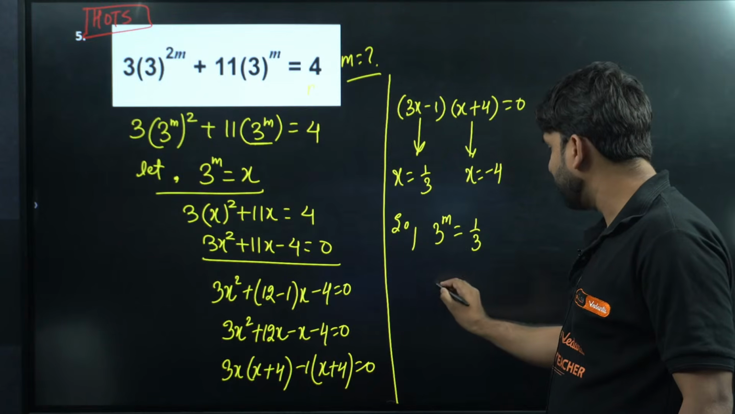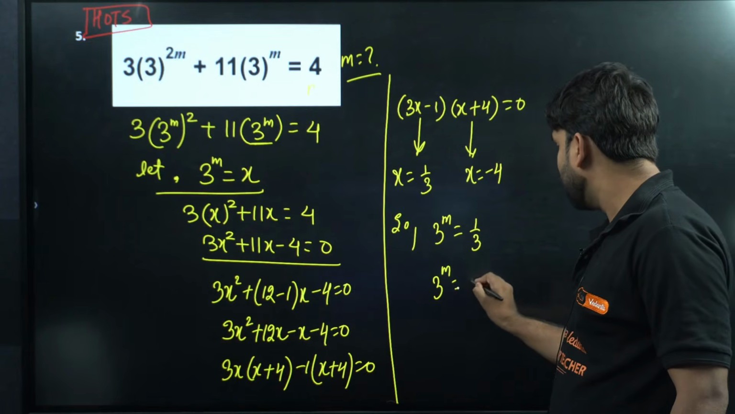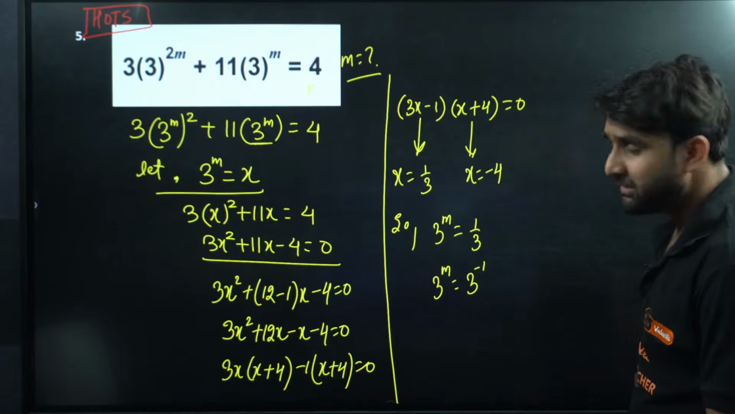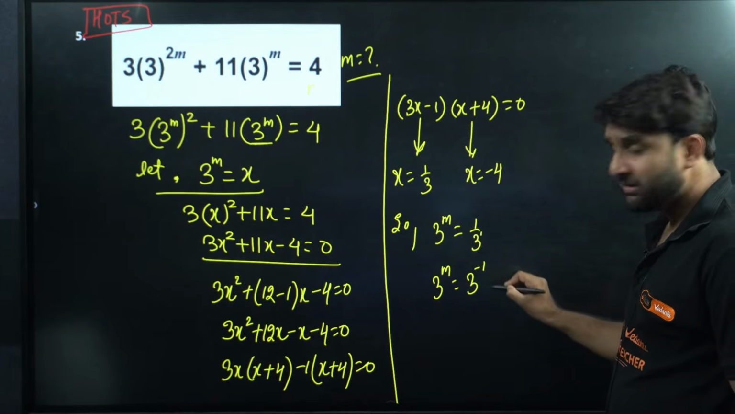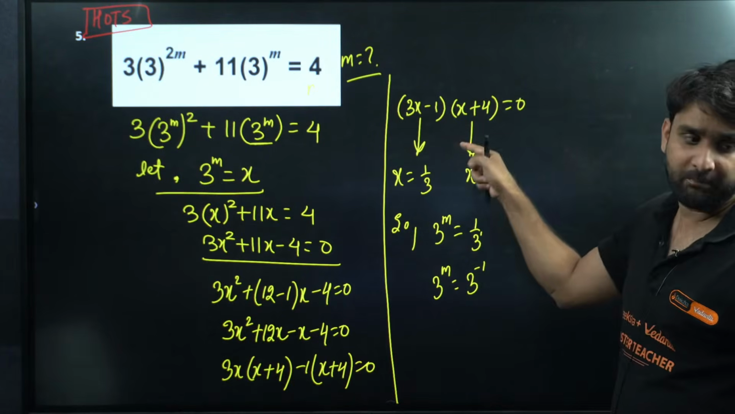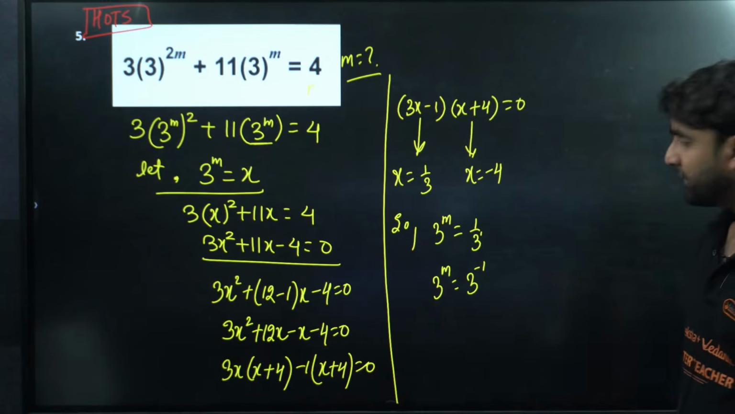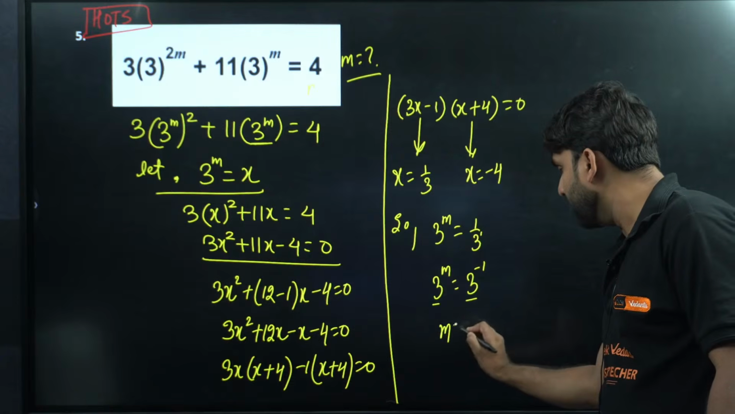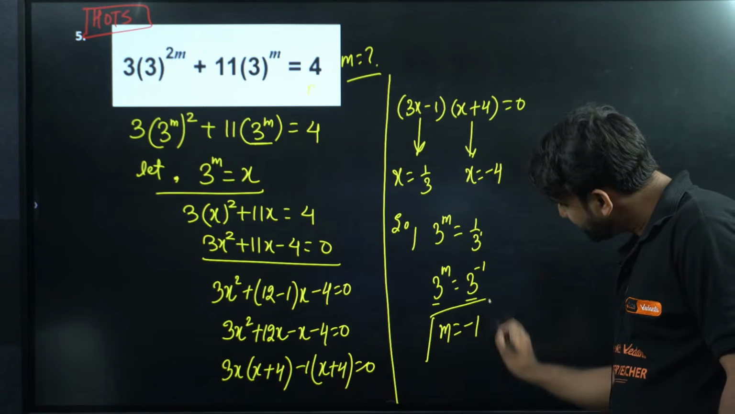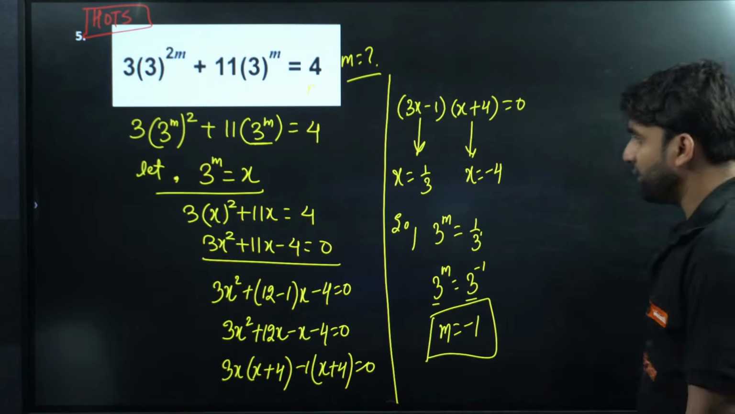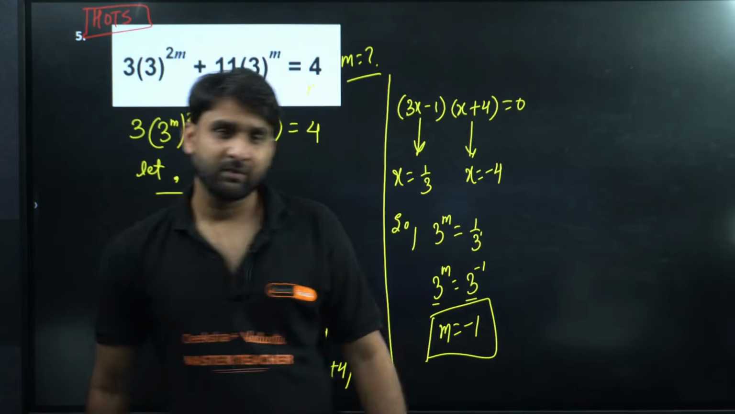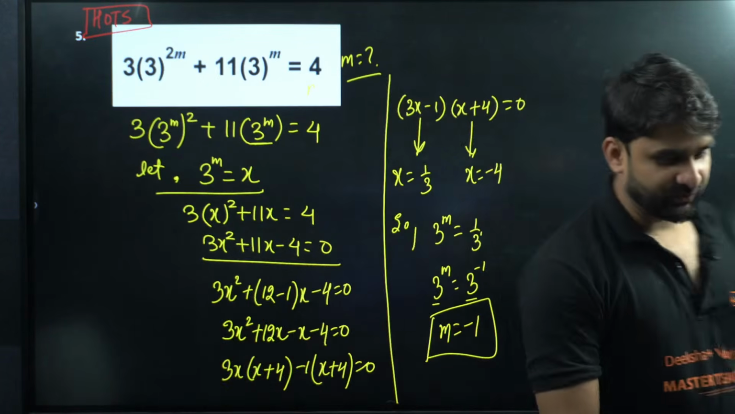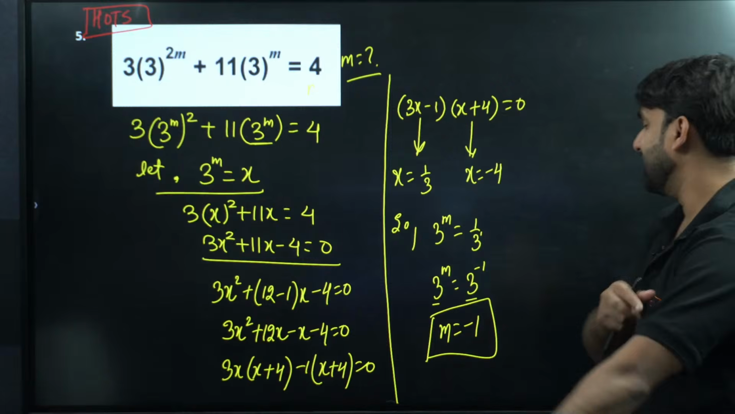So we can write 3 to power m equals 3 to power minus 1, because there is nothing, so power 1, and if 3 to power 1 goes up, the power will become negative. So the bases are same, so m will be equal to minus 1. This is the answer. M is equal to minus 1. I hope this question is clear to you all, everyone.